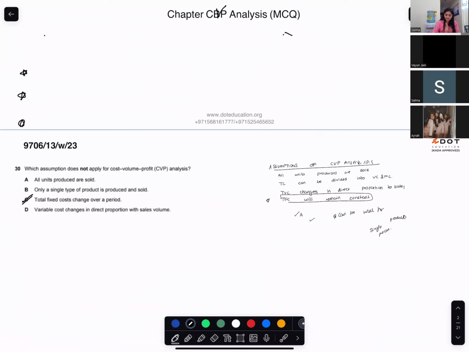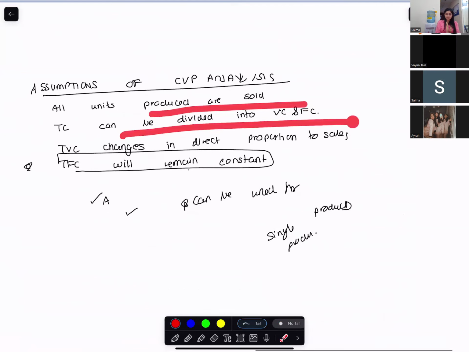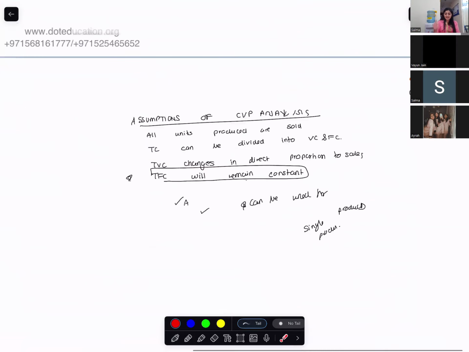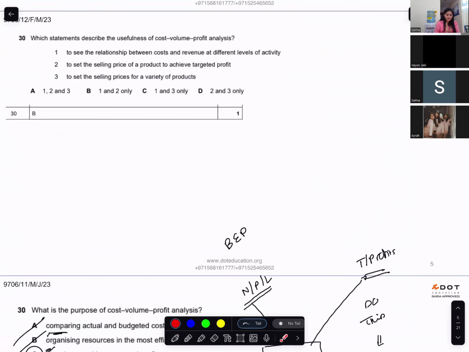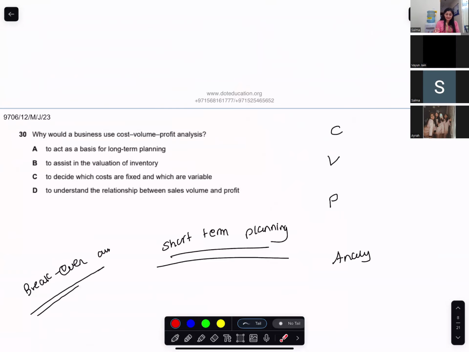What are they? That all units produced are sold. The total cost can be divided into variable cost and fixed cost. The total variable cost changes in direct proportion to sales, and total fixed cost will always remain constant. And one more, it can be used for a single product. So why would a business use a cost volume profit analysis? To plan how many units I have to sell to achieve the targeted profit, and why else?